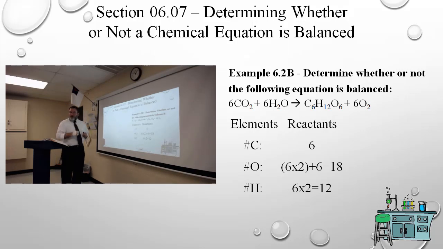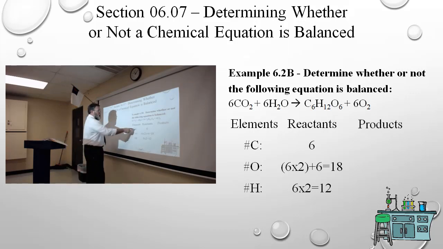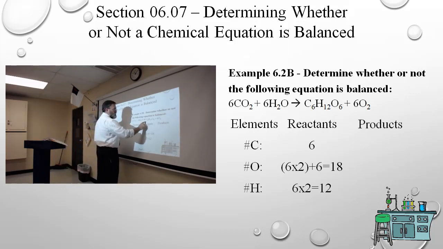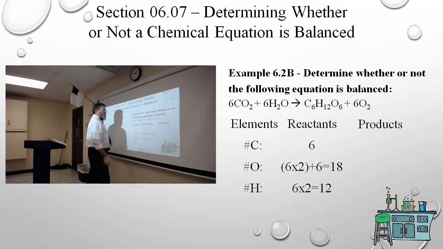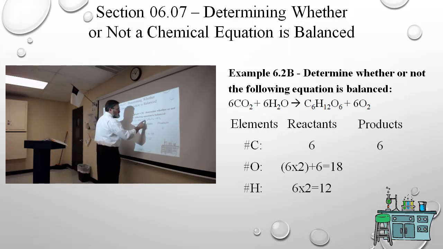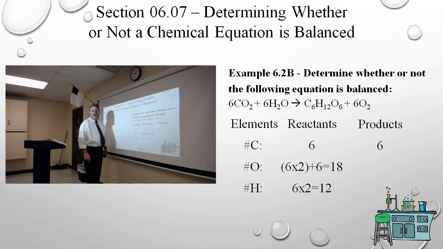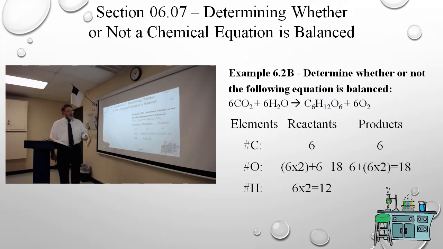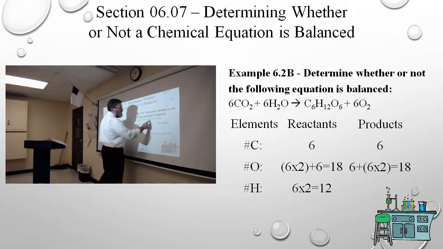Now going to the product side, do the same exact thing. The products. Carbon. Here's 1 set of 6 and no more. Oxygen. I have 1 set of 6, and 6 sets of 2. 1 set of 6 and 6 sets of 2 is a total of 18. And hydrogen. I have 1 set of 12 and no more.